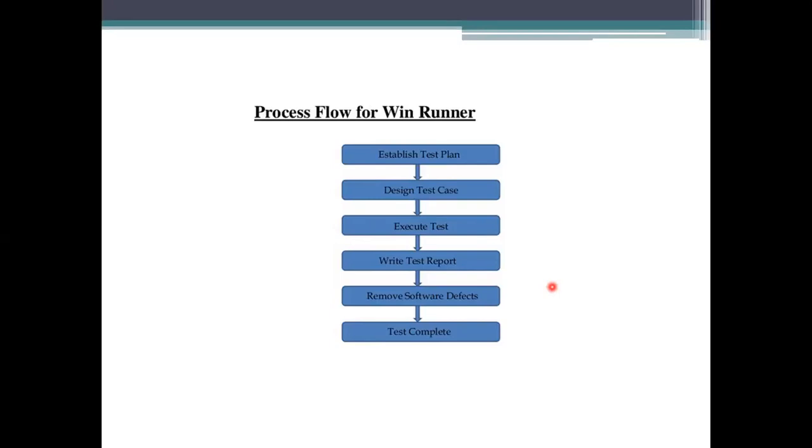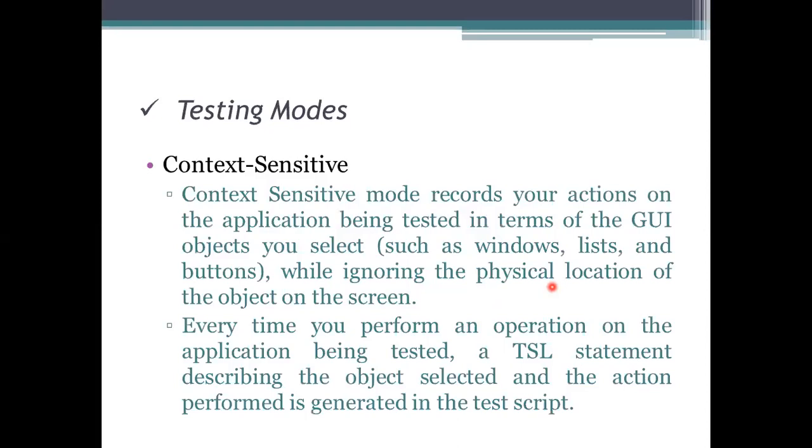And coming to the testing modes of WinRunner, we have two testing modes: one is context sensitive, and another one is analog. This mode is used for recording the actions on the application. In the previous Selenium, we have seen that.